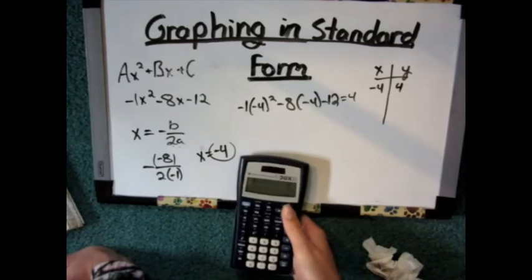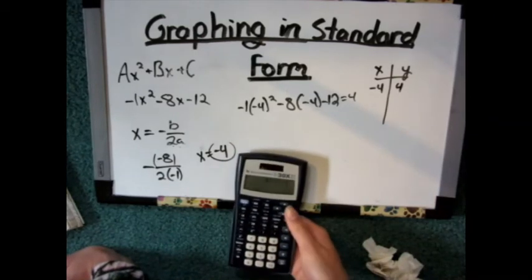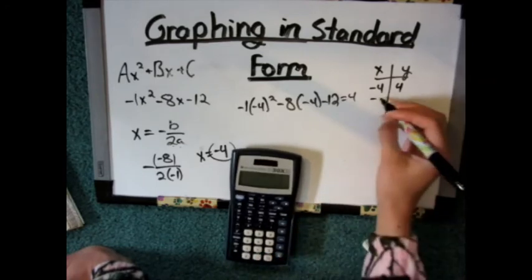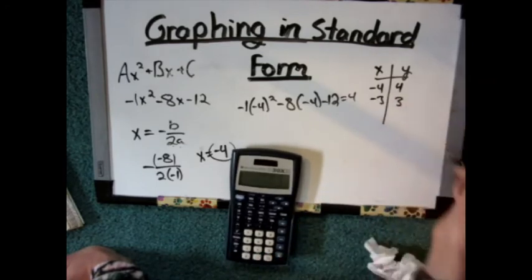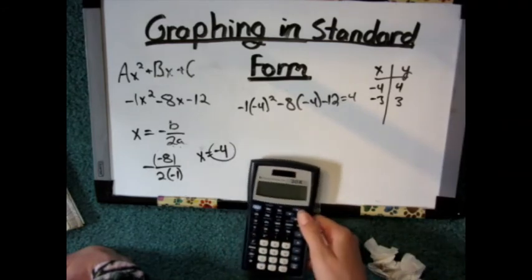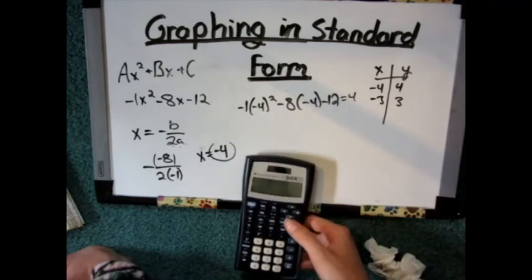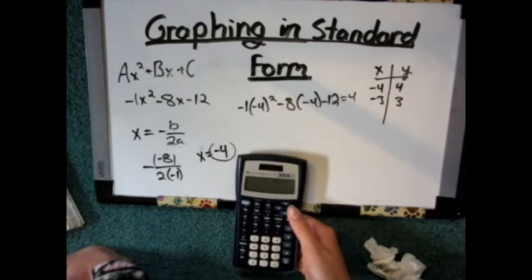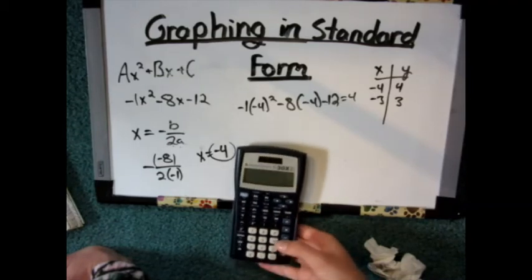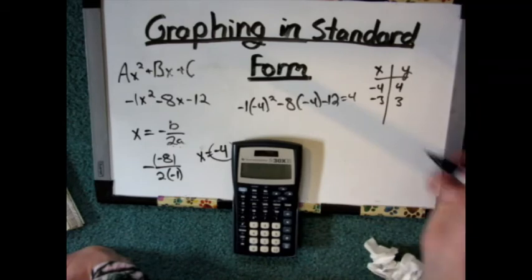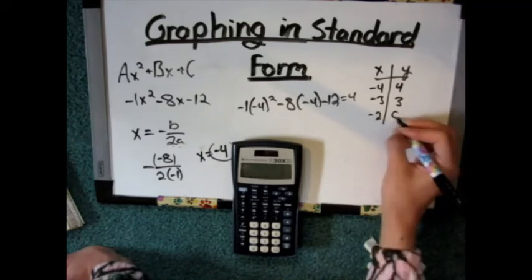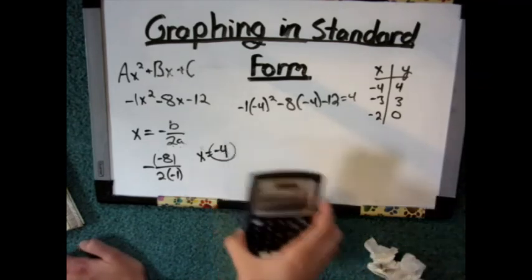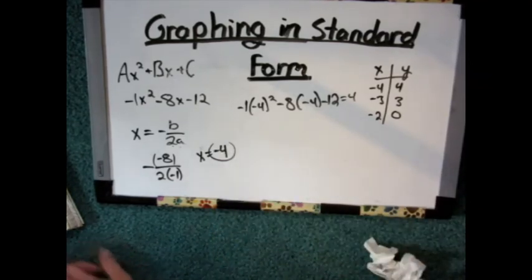Alright, so now we're just going to want a few more points so we can graph it. And I'm going to put in negative 3. That gets me positive 3. I'm going to put in negative 2. And I get 0. Alright. I think I will start graphing at that.